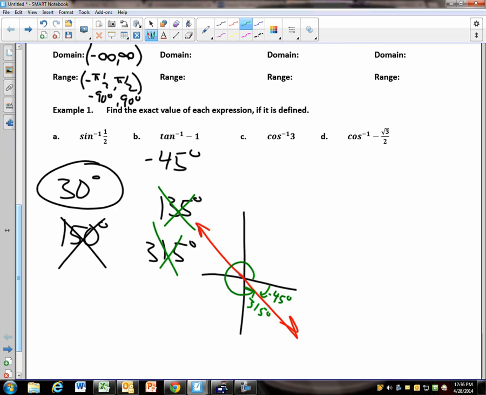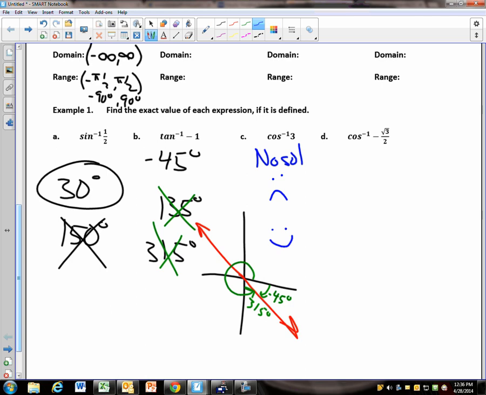Okay? How about cosine inverse of 3? Is cosine ever equal to 3? No. No solution.